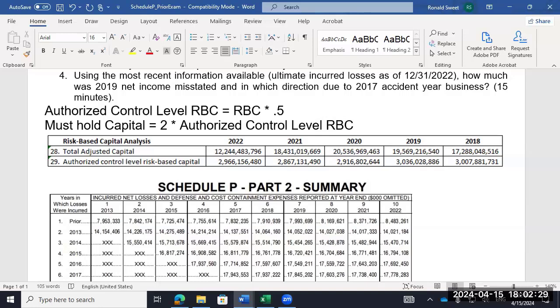RBC. That was at the end of the law. At the beginning of the law, they defined authorized control level RBC as RBC times 0.5. And then at the end of the law, they say you need to have twice authorized level RBC. Would there be an easier way for them to do this? Yeah, if they had just left this out entirely and just said you need to have RBC.